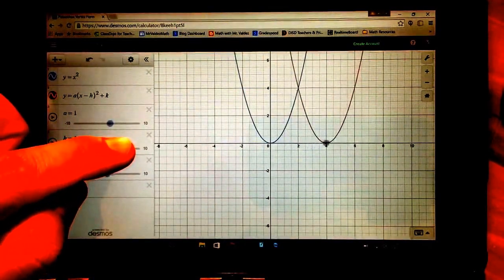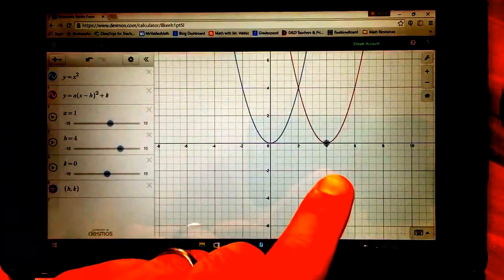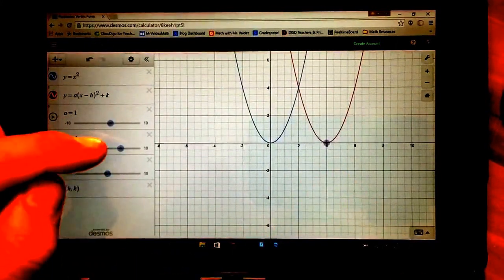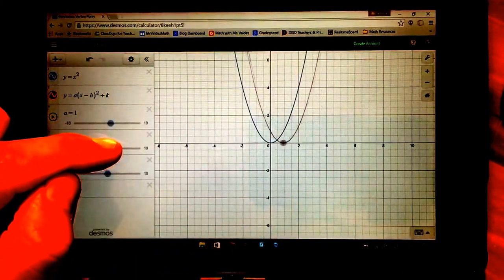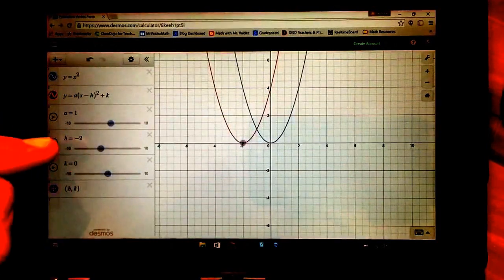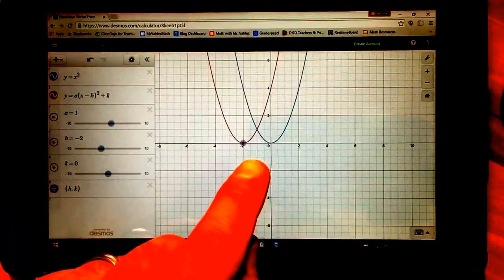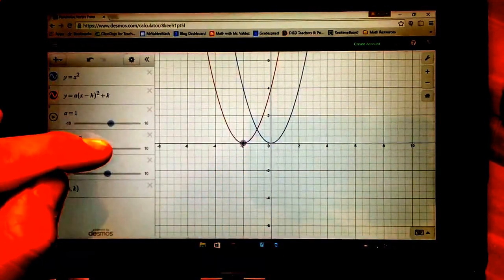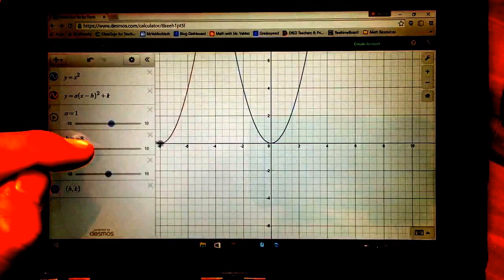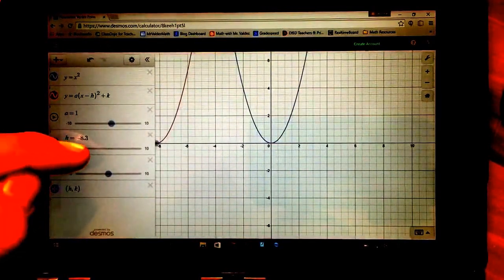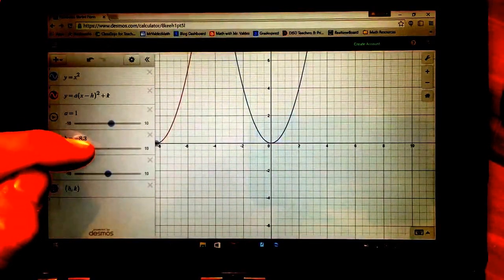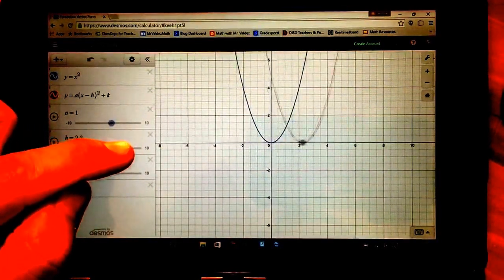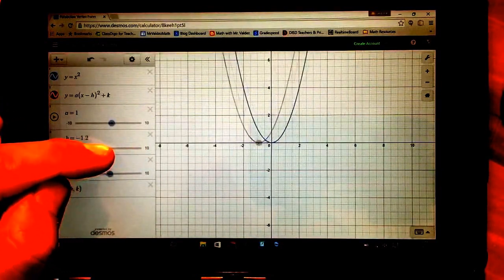When I make h positive 4, it translates positive 4 on the x-axis. If I move the slider to negative 2, it translates negative 2 units to the left. If I make h negative 8, then it slides 8 units to the left. H makes the function go left and right.